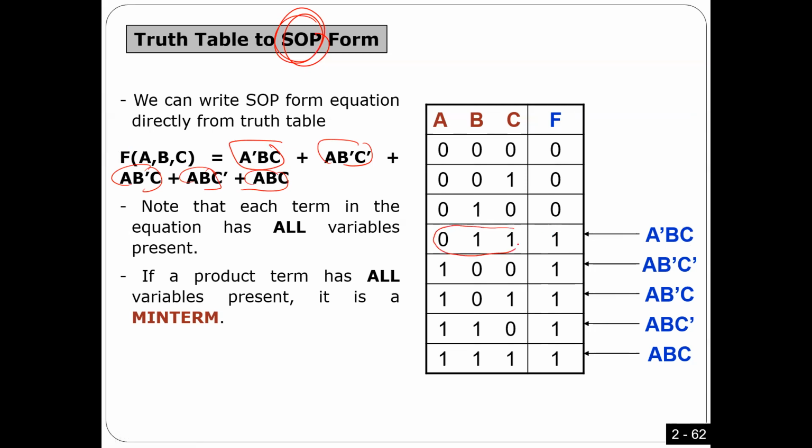Given this input, I want this term to give me 1. So this one is going to come from this term. Wait a second. Look here, guys. For every 1, I have 1 term.